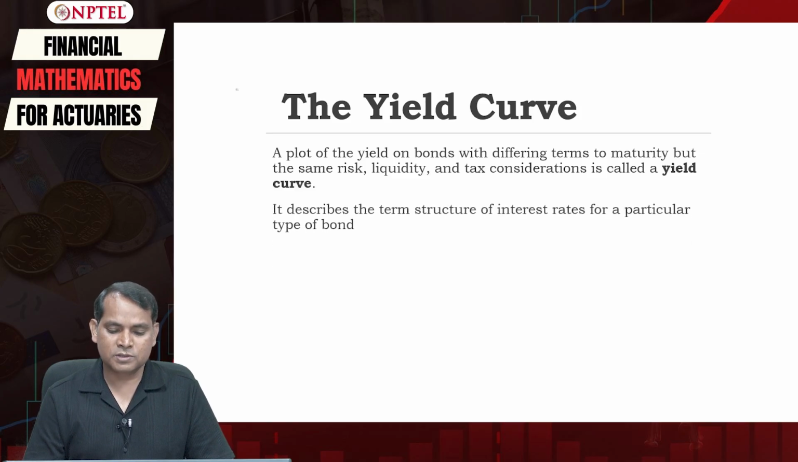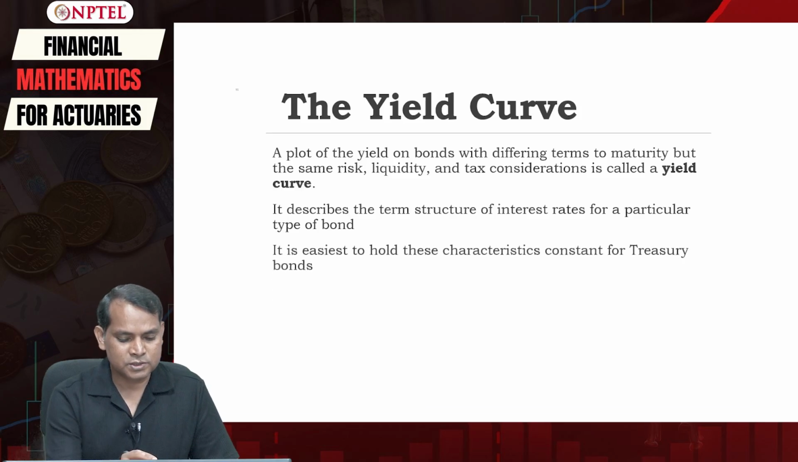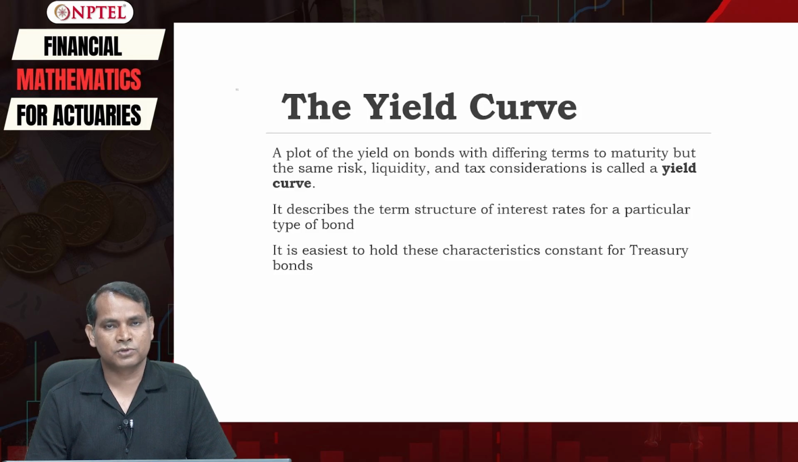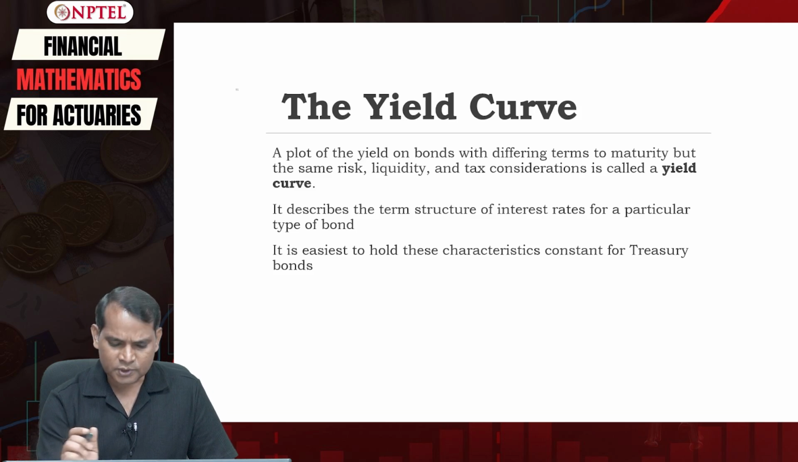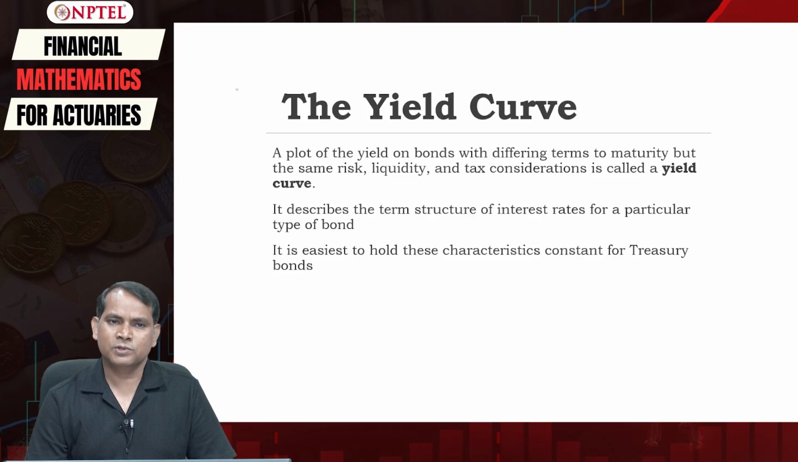It describes the term structure of interest rate for a particular type of bond. Here we will consider a particular type of bond which is free from risk. It is easiest to hold these characteristics constant for the treasury bond. The risk structure, the liquidity structure and the tax considerations are more or less similar for treasury bonds, and therefore it is better to understand the yield curve by considering treasury bonds.